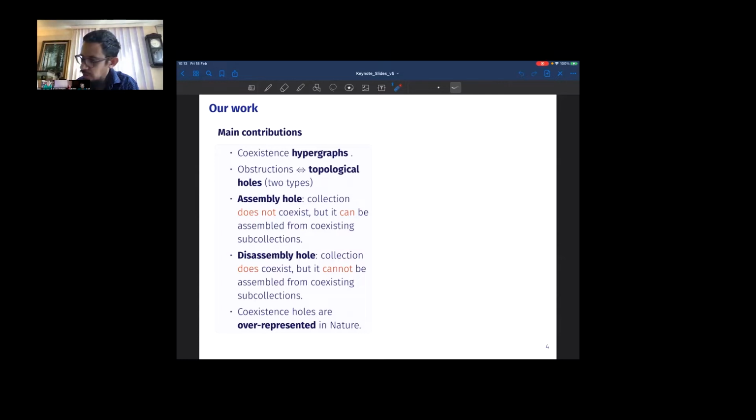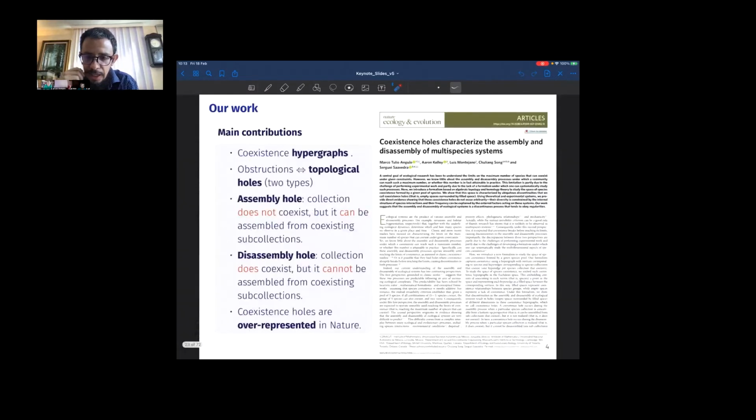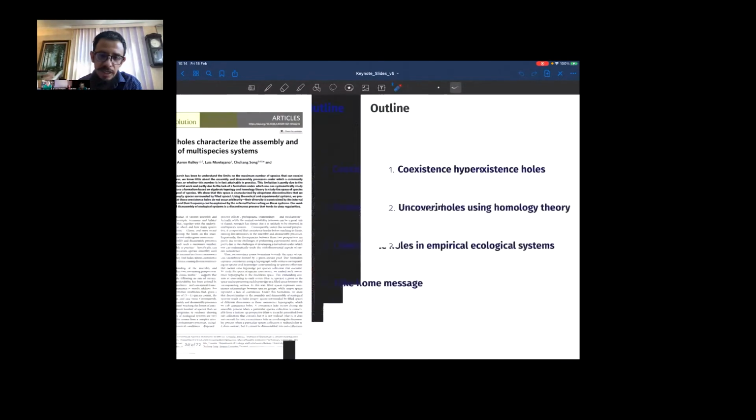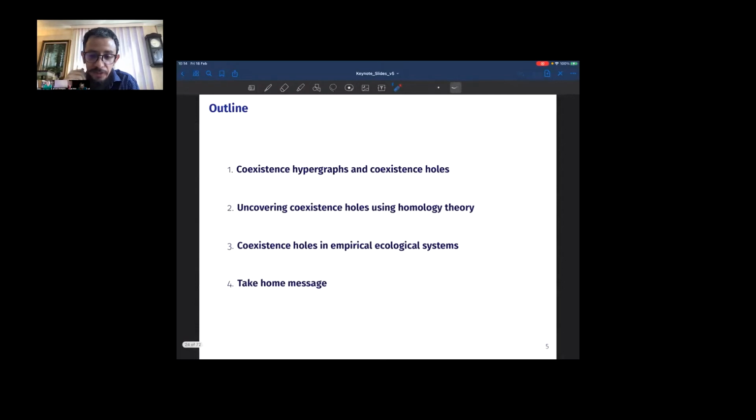And if you want to know the details of the mathematics or how it relates to existing works, I invite you to please check our work, Coexistence Holes, that was recently published. So now, if you are very bored, you are free to go and use your time better. If not, I want to continue with the following plan.